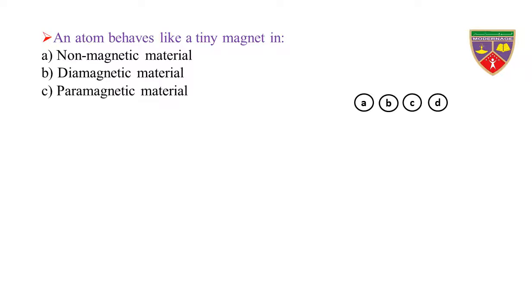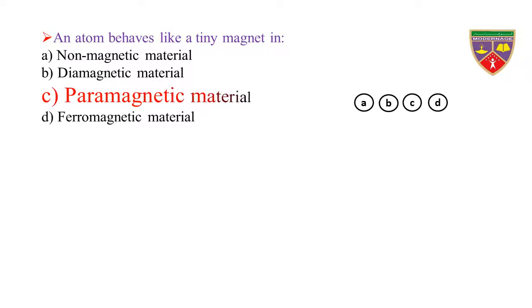An atom behaves like a tiny magnet in option A, non-magnetic material, option B, diamagnetic material, option C, paramagnetic material, option D, ferromagnetic material. The key is paramagnetic material. Therefore, the correct option is C.